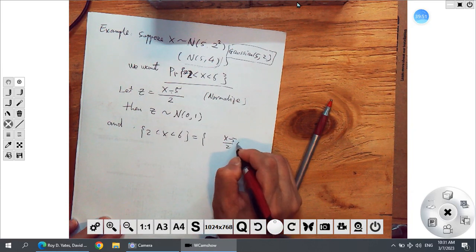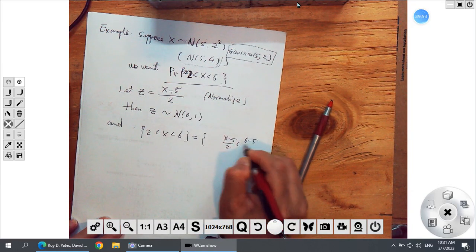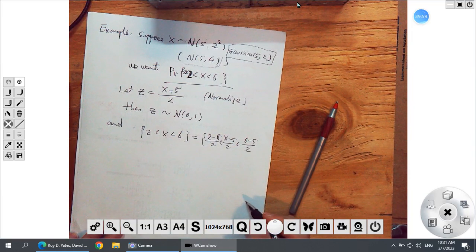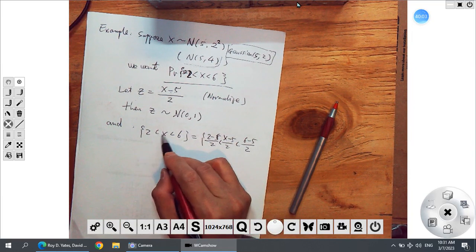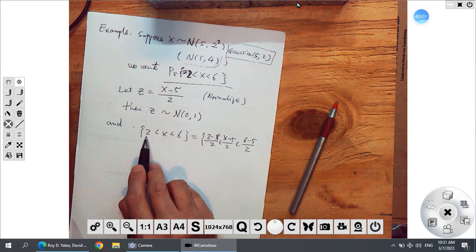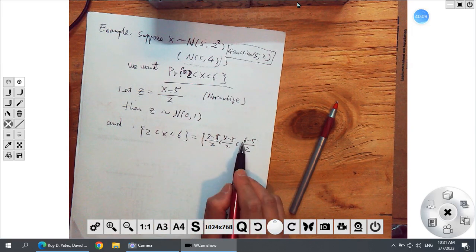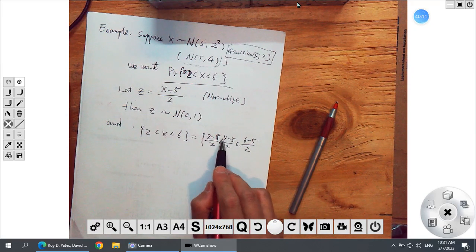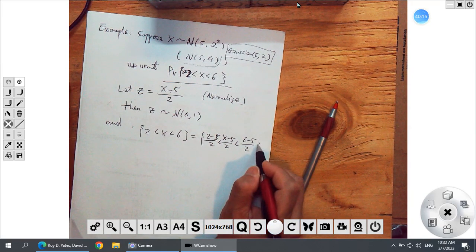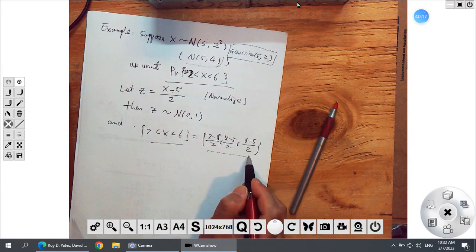Now here will be 6 minus 5 over 2, and here will be 2 minus 5 over 2. Right? We do the same operation on all these three numbers: minus 5 over 2, minus 5 over 2, minus 5 over 2. So 6 minus 5 over 2, x minus 5 over 2, 2 minus 5 over 2. They are the same.